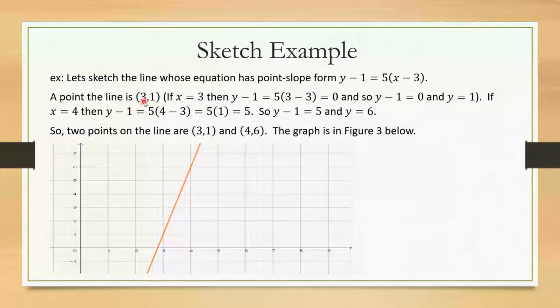I used x equals 3 for the first point. I used x equals 4 for the second. Again, you can use any x values you want. You can use 0, you can use 1, you can use 2, whatever. As long as you get 2 separate points, you're good. Okay. Any questions on that?